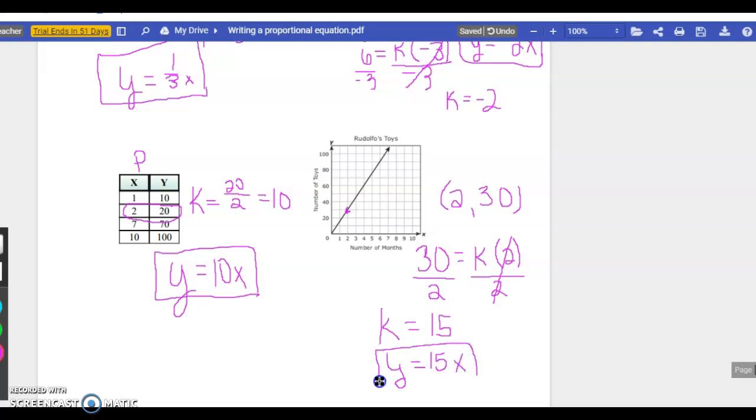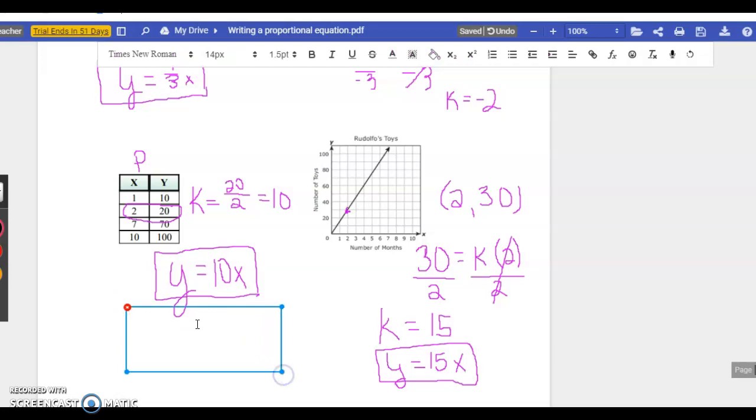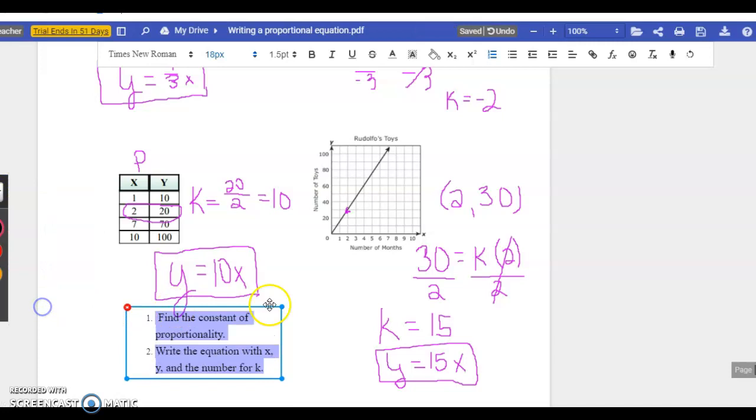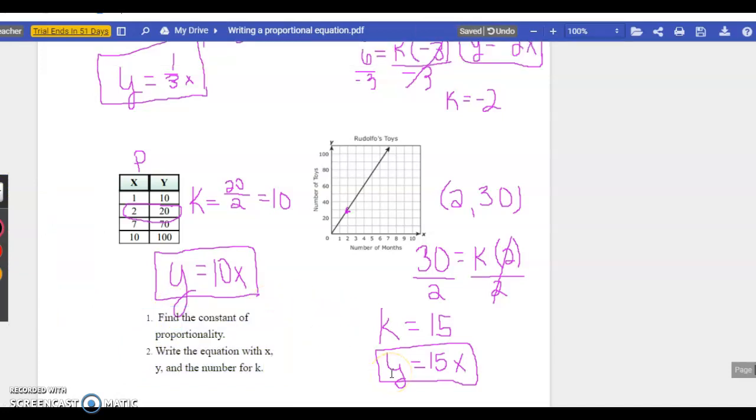Okay, so I want to give you just a quick little note here. Let me do it in a little text box, maybe. So just remember, one, you want to find the constant of proportionality. That's the first thing you want to do. And then write the equation with x, y, and the number for k. Okay? Those are kind of the steps that you are working through each time. I'll make this a little bigger so you can see it as we work through that.